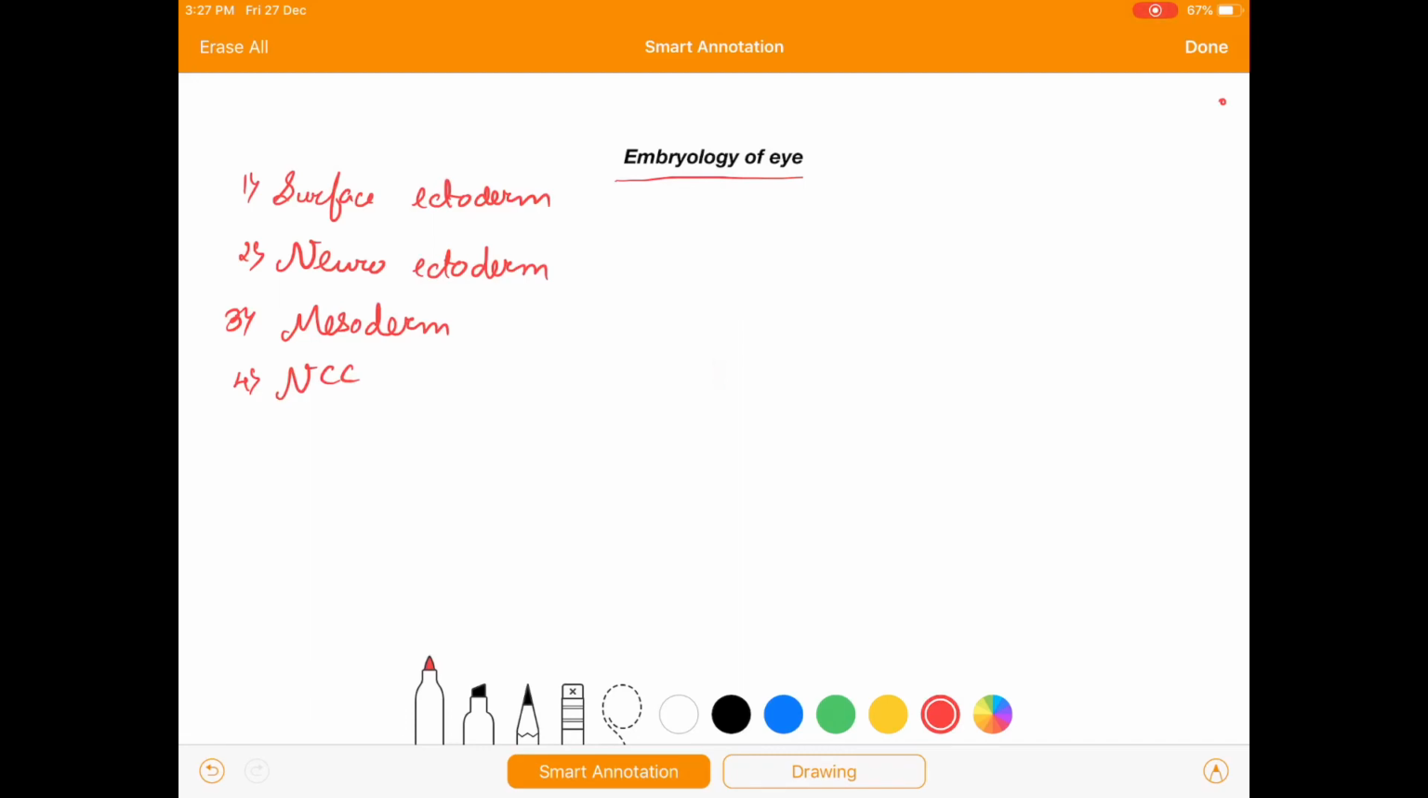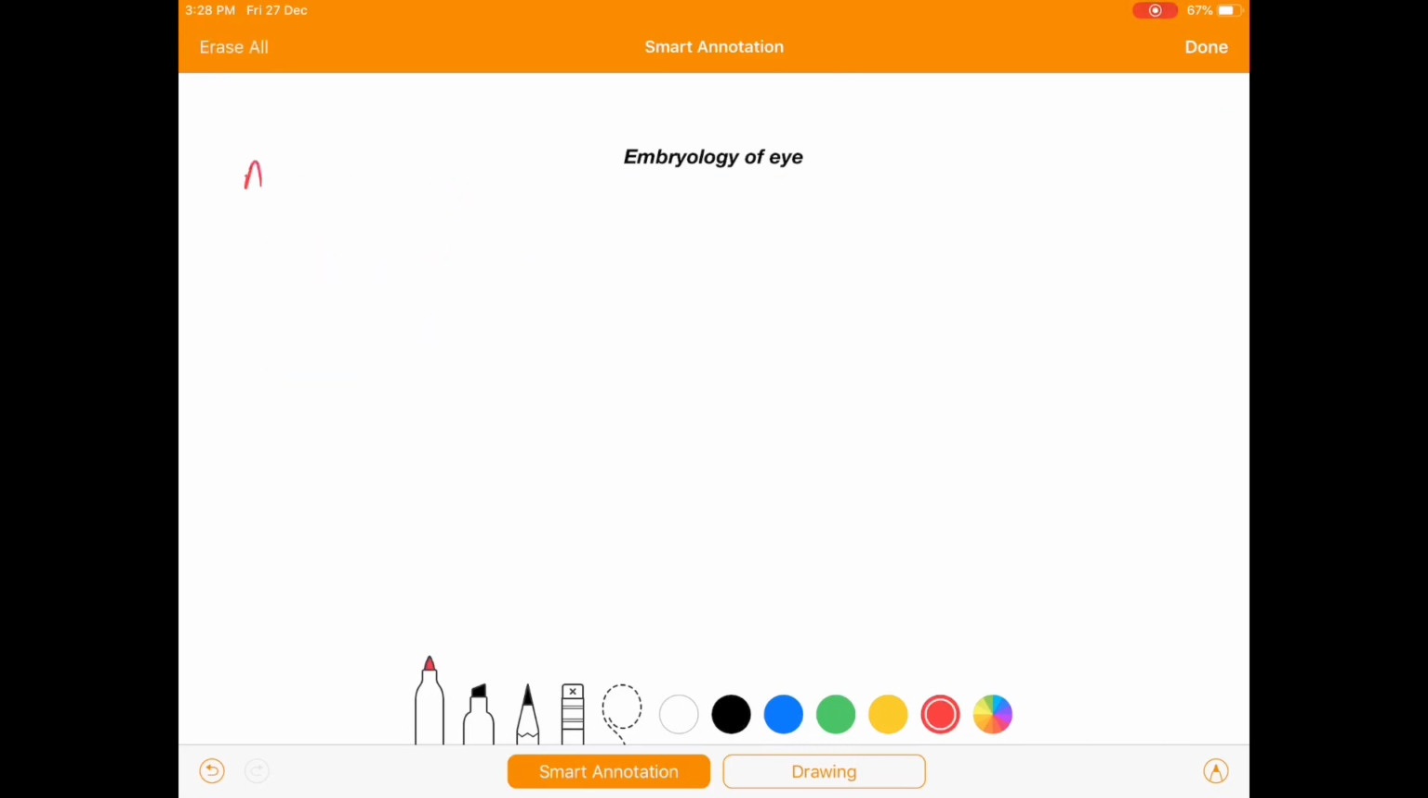In this lecture, we are going to see how all these four layers give rise to the eyeball plus orbit plus extraocular muscles. Okay, so now let us start with the surface ectoderm. So the first topic, let us put it as surface ectoderm.